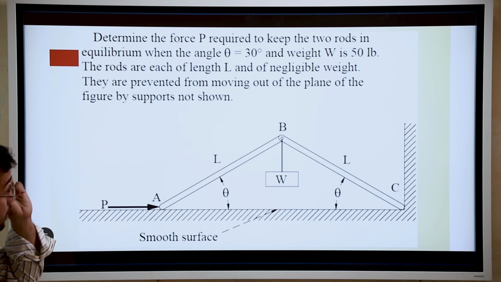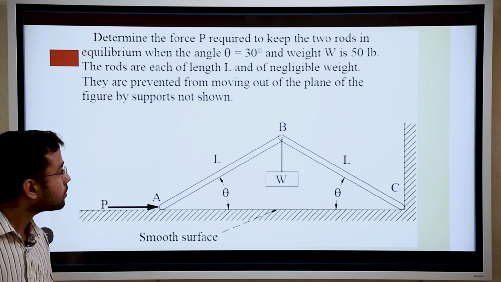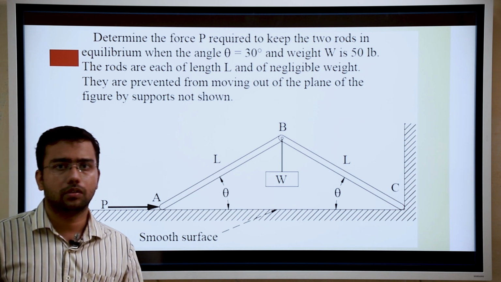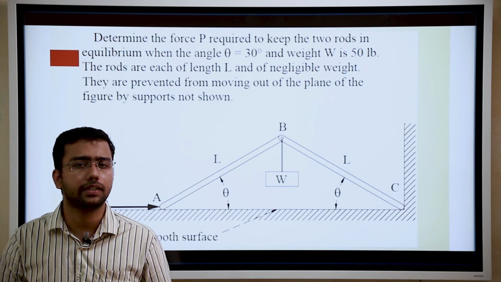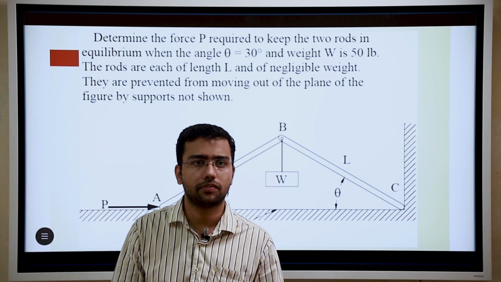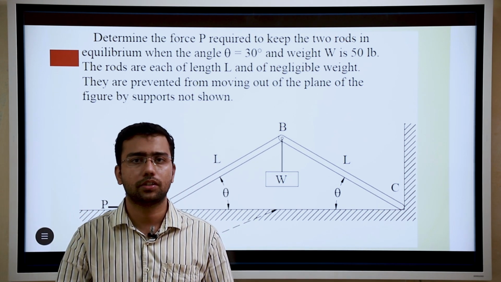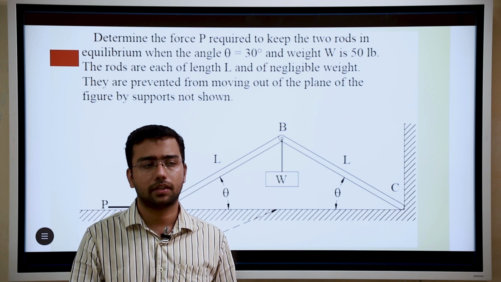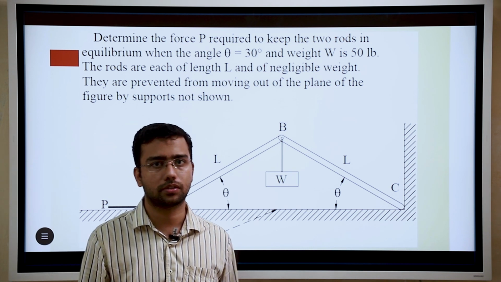So the next question is on virtual work. Most of the questions on virtual work you will get in strength of material, where you apply Castigliano's theorem to find deflection, but now I will be telling you how to apply virtual work to a question here.